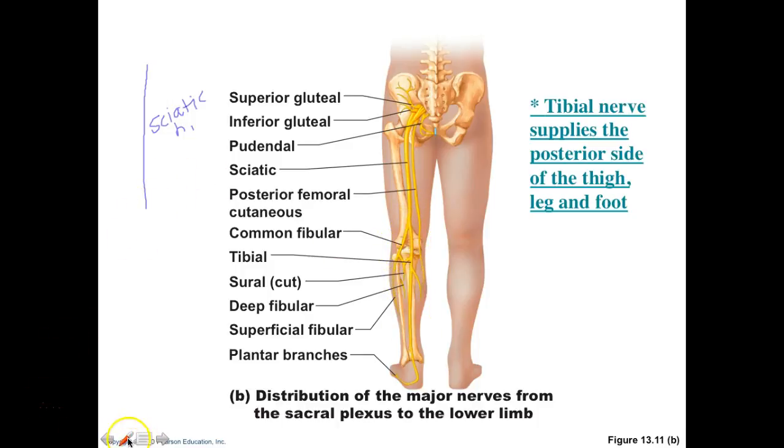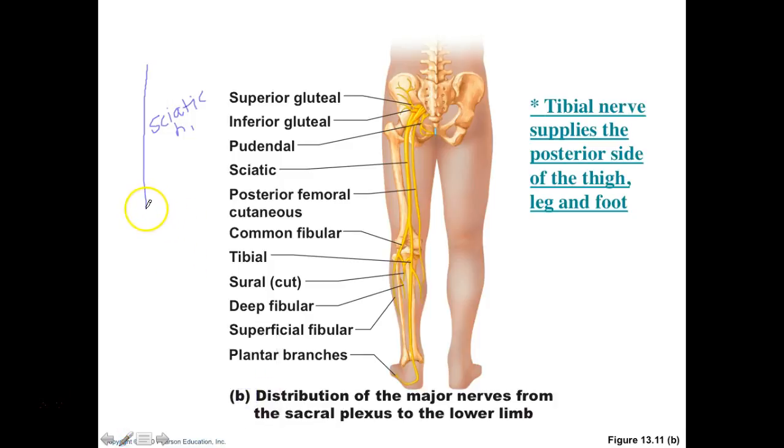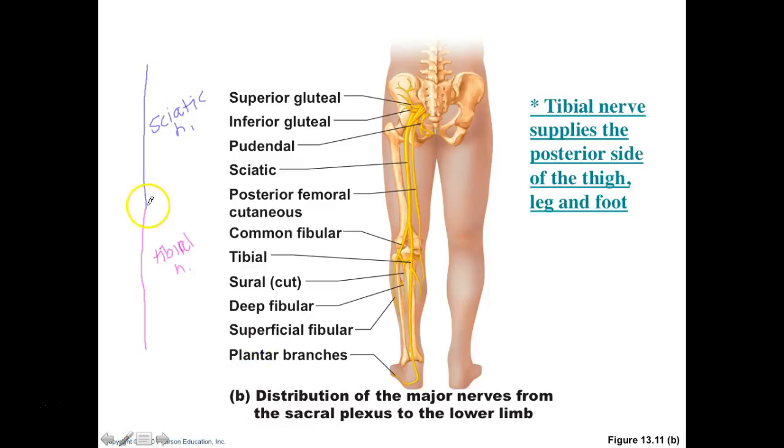So let me change colors here to make this a little bit easier to see. Your tibial nerve, after it passes the knee, is going to go down and supply all the posterior leg. So this is my tibial nerve. And then let's go back up and talk about that common fibular nerve.